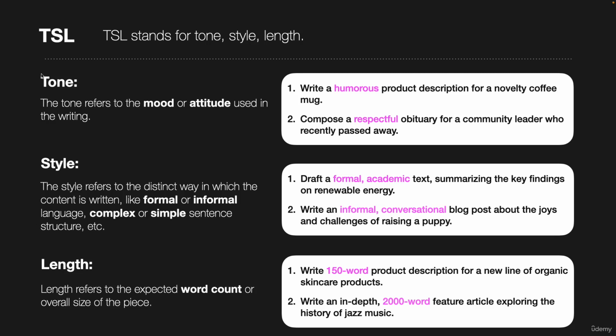All right. So that was all about TSL, which stands for tone, style, and length. On the next lesson, we will talk about the format of the responses that ChatGPT provides us. See you on the next lesson.